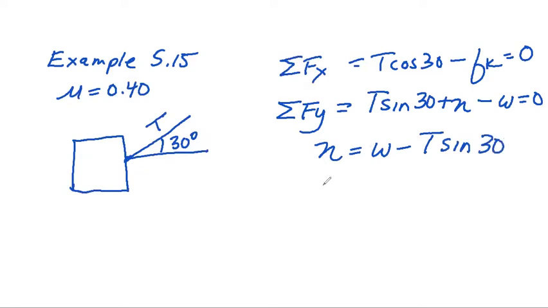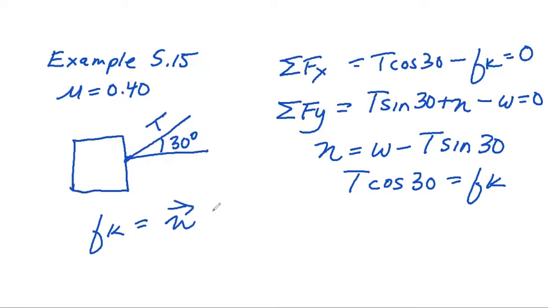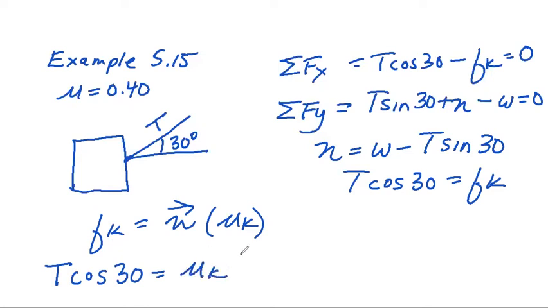And I'll rewrite that equation, T cos 30 equals F k. Now I know my F k by definition is going to equal the normal force times mu k. All right, so I'm going to rewrite all this as T cos 30 equals, the normal force is going to be mu k times weight minus T sine 30.